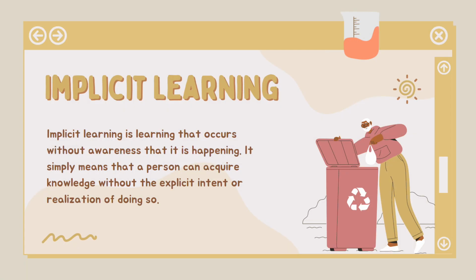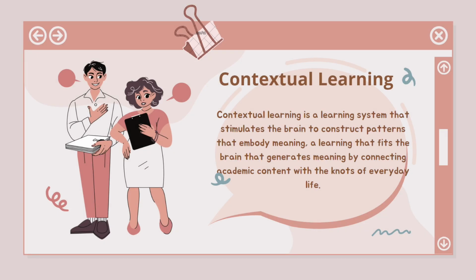For the first, there is implicit learning. Implicit learning is learning that occurs without awareness that it is happening. It simply means that a person can acquire knowledge without the implicit intent or realization of doing so. For example, implicit learning can happen naturally.